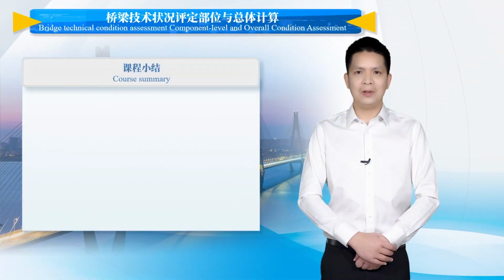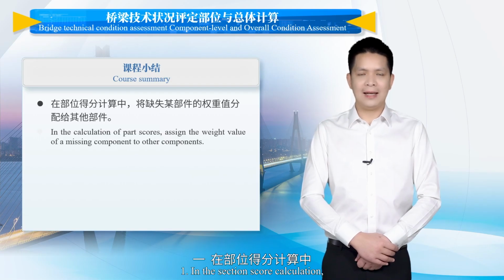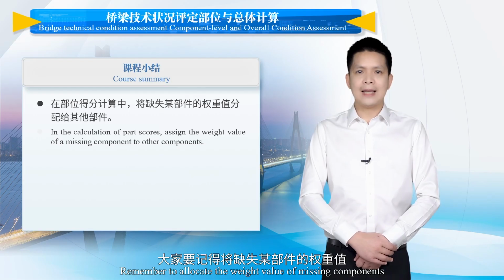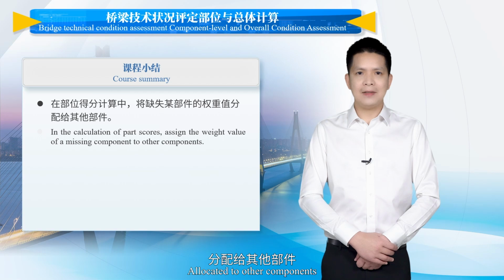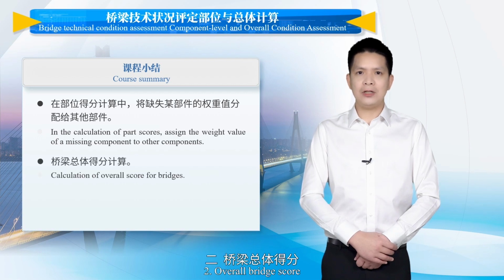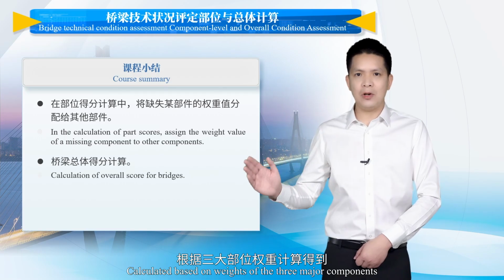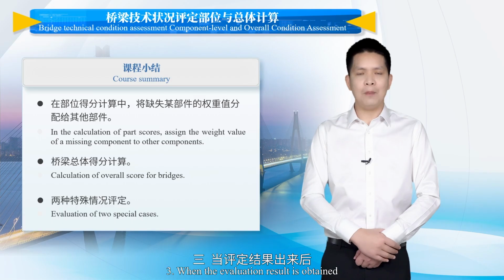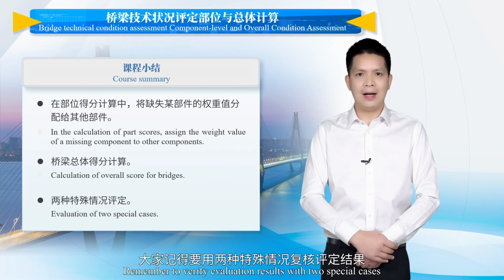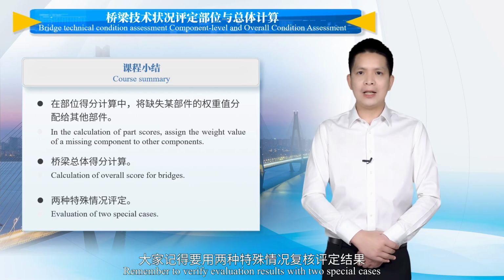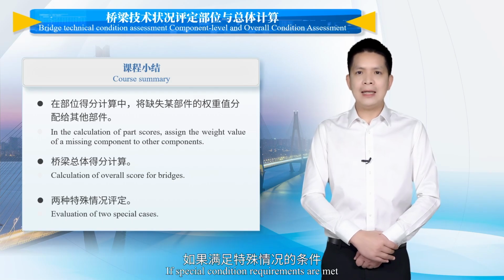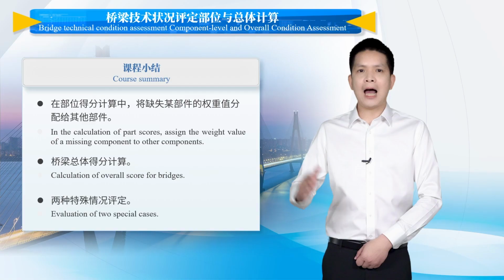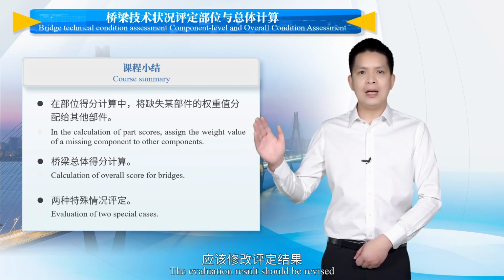In the end, I will summarize this lesson. First, in the section score calculation, remember to allocate the weight value of missing components to other components. Second, the overall bridge score is calculated based on the weights of the 3 major parts. Third, when the evaluation result is obtained, remember to verify the evaluation results against the 2 special cases. If special condition requirements are met, the evaluation results should be revised.